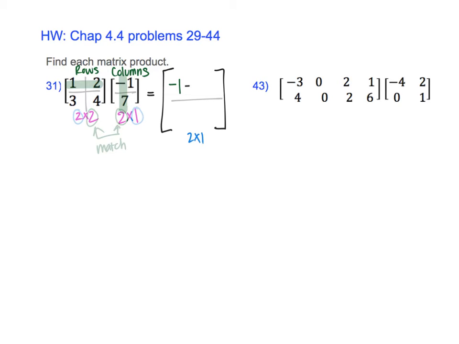And then you're always going to add the next product. So what I mean by this is you're going to take the second number from this row and multiply by the second number in this column. So 2 times 7 gives me 14. Let me do that in corresponding color, 14.